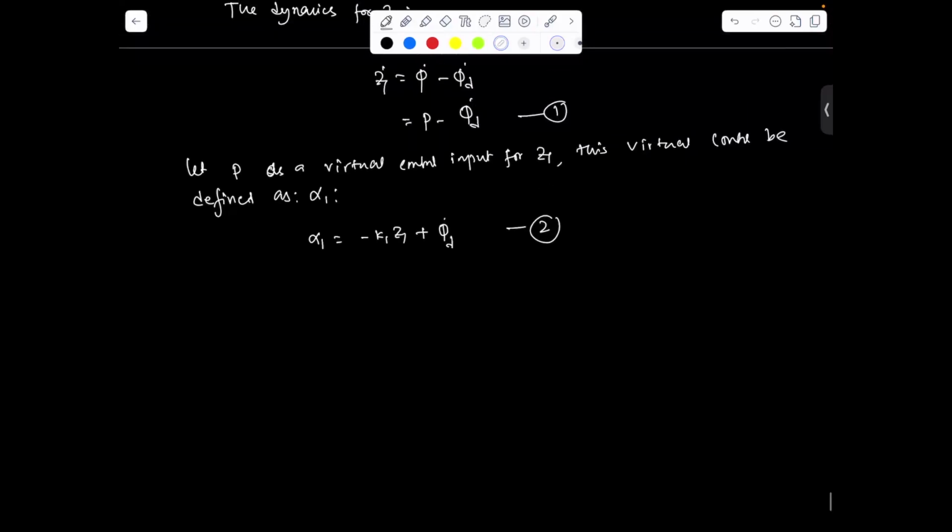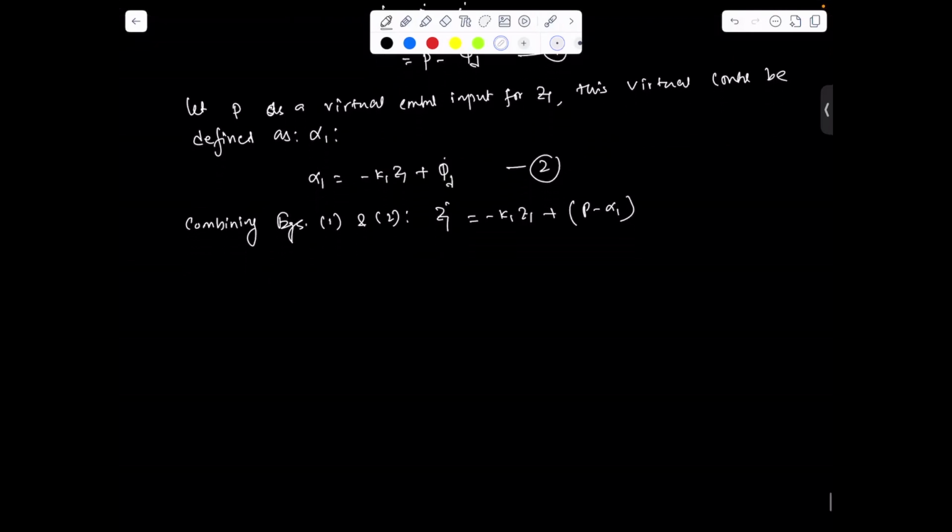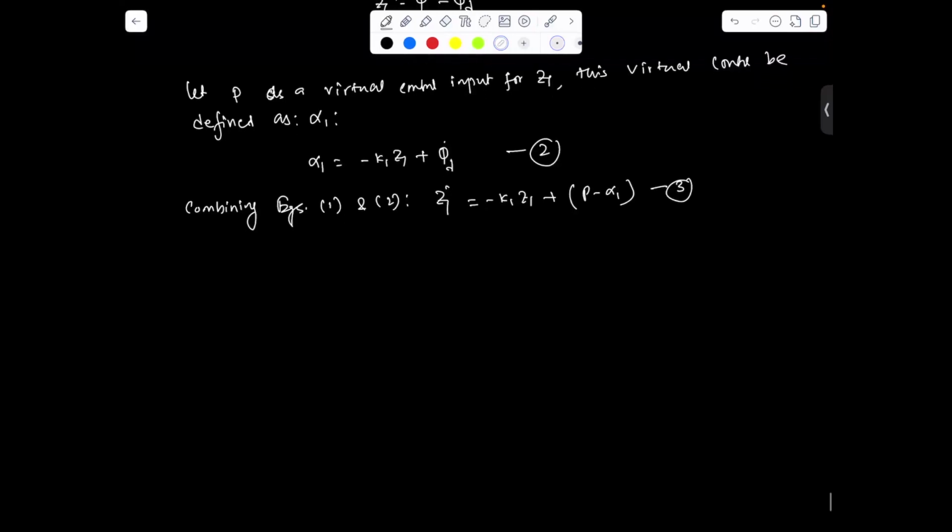Now combine equation 1 and 2. Combining equation 1 and 2, we can write G1 dot equal to minus K1 G1 plus P minus alpha 1, right? So let us define this as equation number 3.